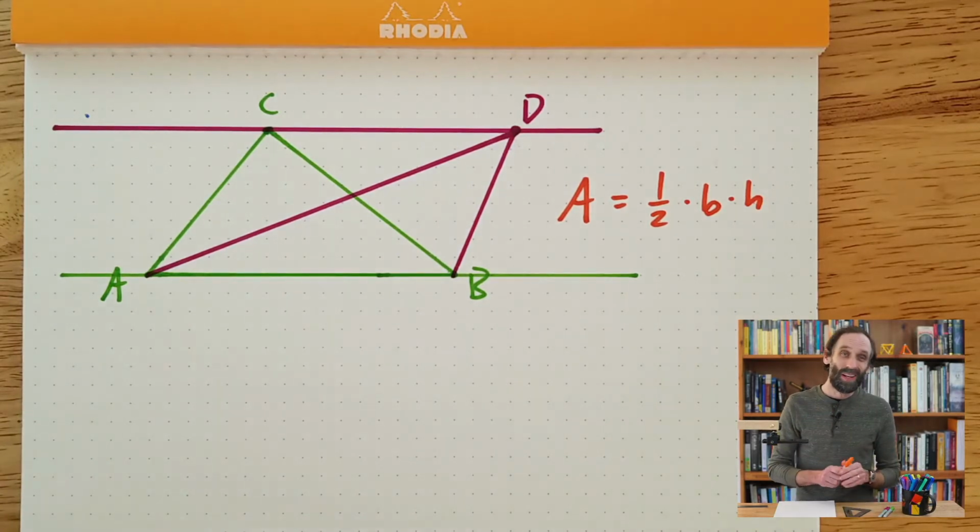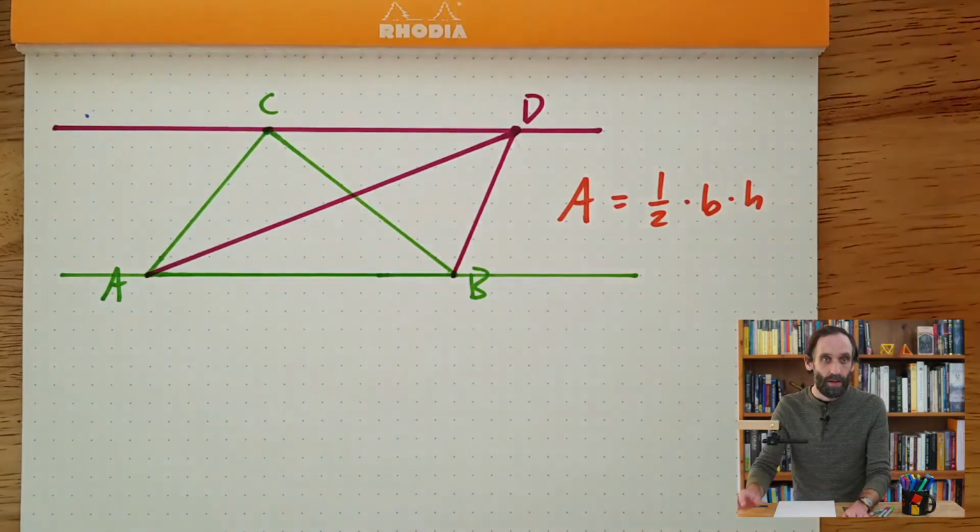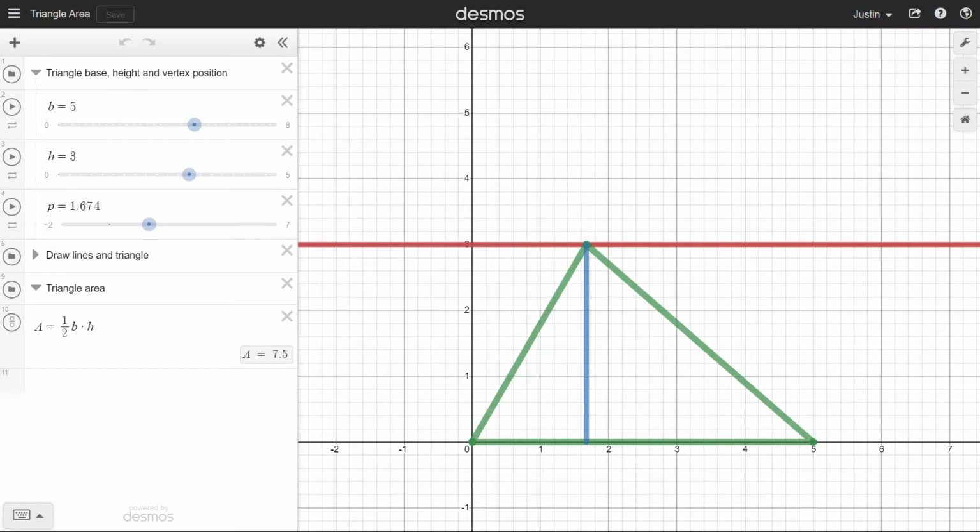Before we actually do it, I want to show you a little animation I made in Desmos. And so let's hop over to that. Okay, so here is a little sketch I made in Desmos. You can see the triangle here is in green. The height of the triangle is in blue, and the line parallel to the base through the vertex is this red line right up here.